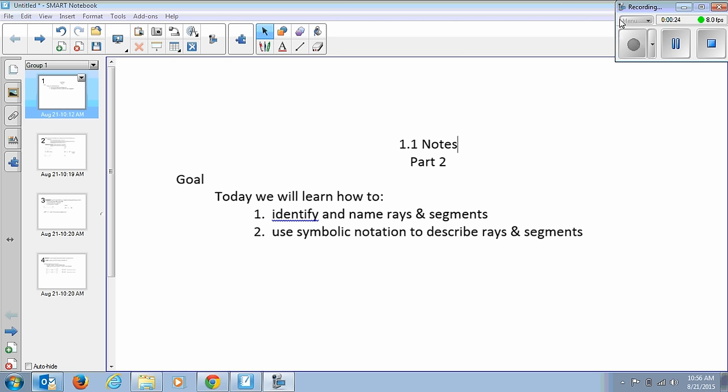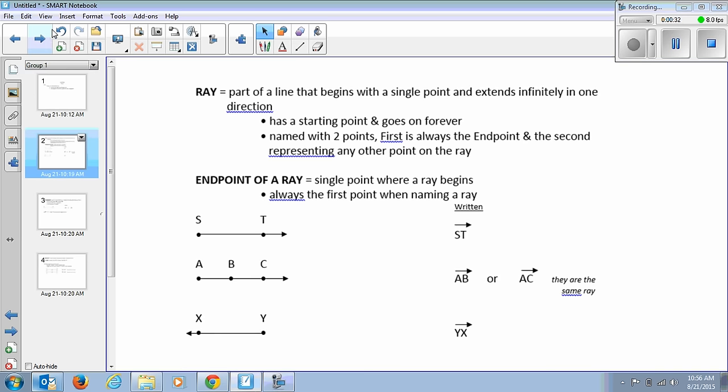Again, these ray and segment definitions are the foundations of geometry, along with what we did yesterday in our points, lines, and planes. Let's go ahead and do our first definition. We have a ray. A ray is a part of a line that begins with a single point and extends infinitely in one direction. Think about a line. A line is what we learned yesterday. A line extends in both directions. A ray only extends in one direction.